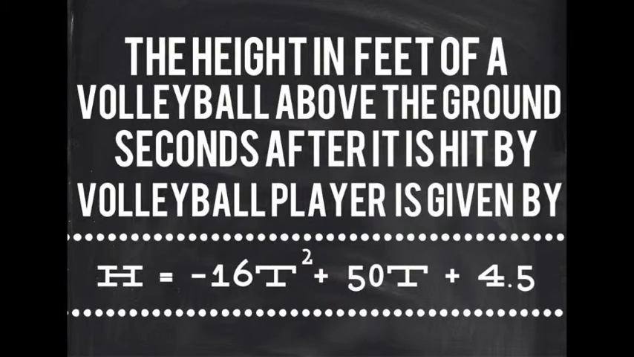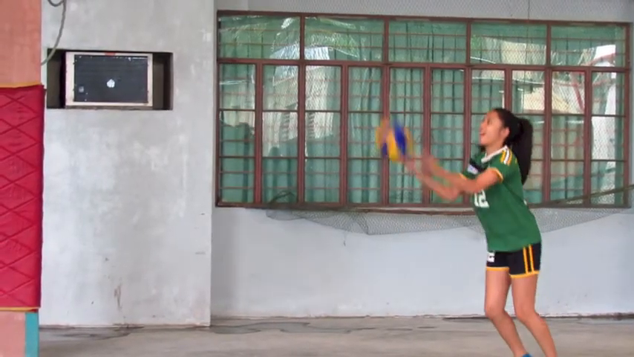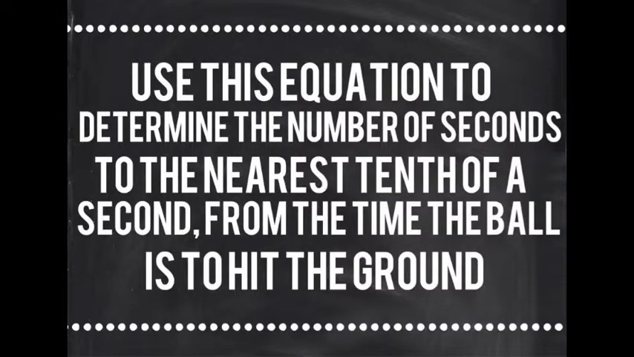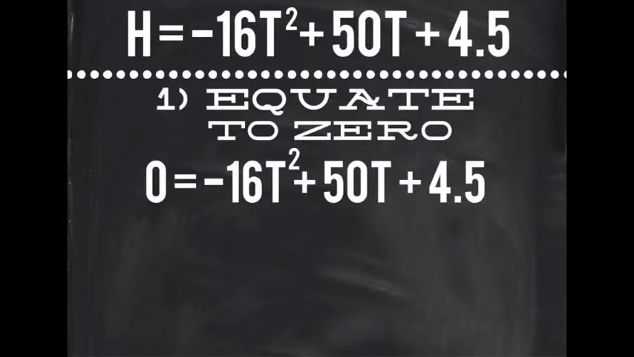Problem solving. The height in feet of a volleyball above the ground seconds after it is hit by a volleyball player is given by h equals -16t squared plus 50t plus 4.5. Use this equation to determine the number of seconds, to the nearest tenth of a second, from the time the volleyball is hit to the time it hits the ground. First, you must equate the quadratic function to 0. 0 equals -16t squared plus 50t plus 4.5.